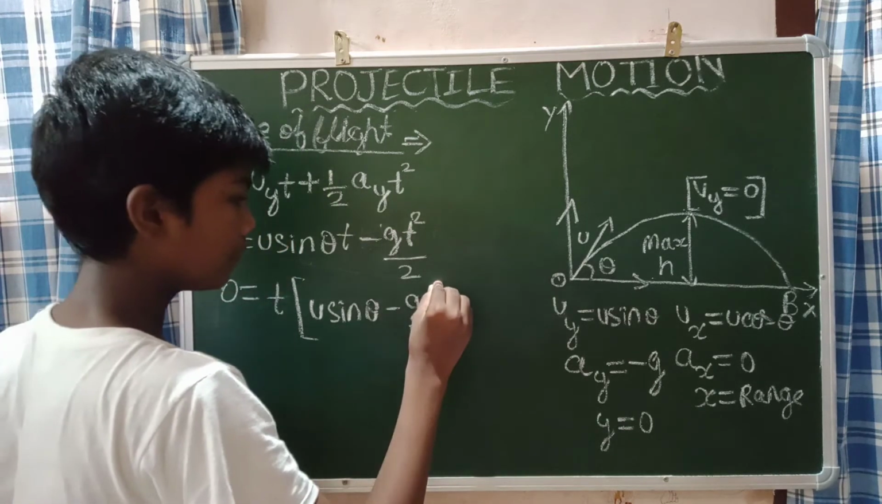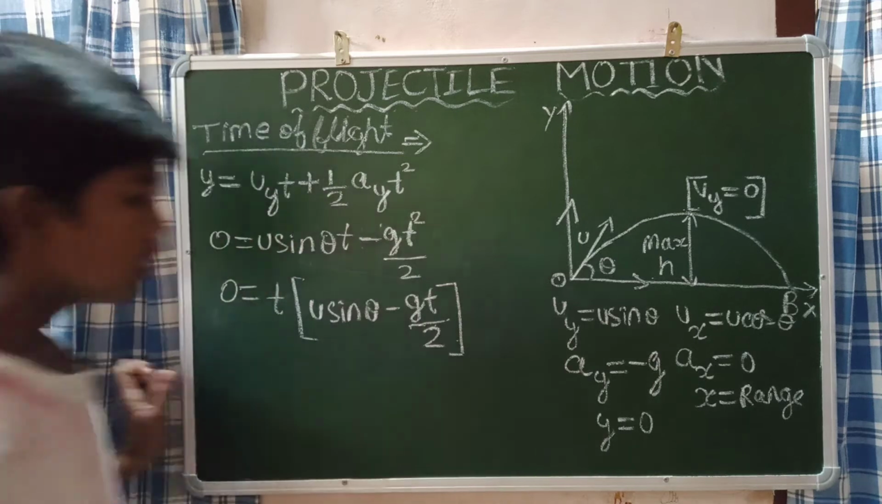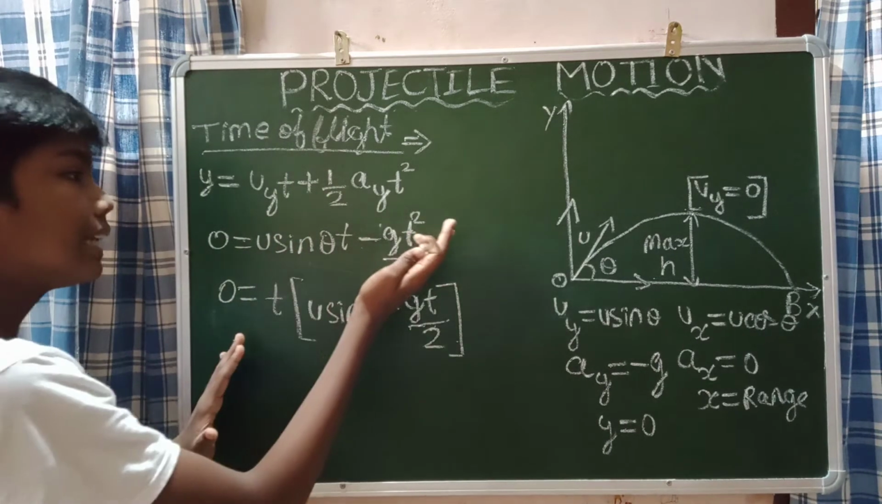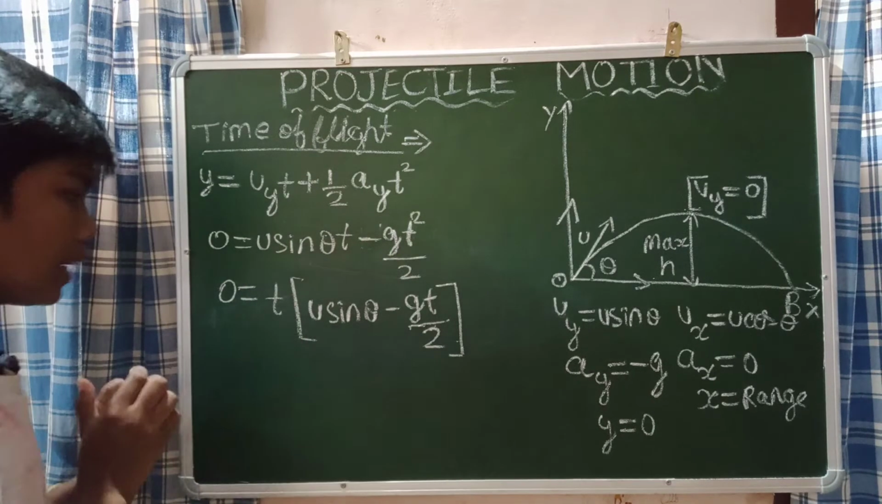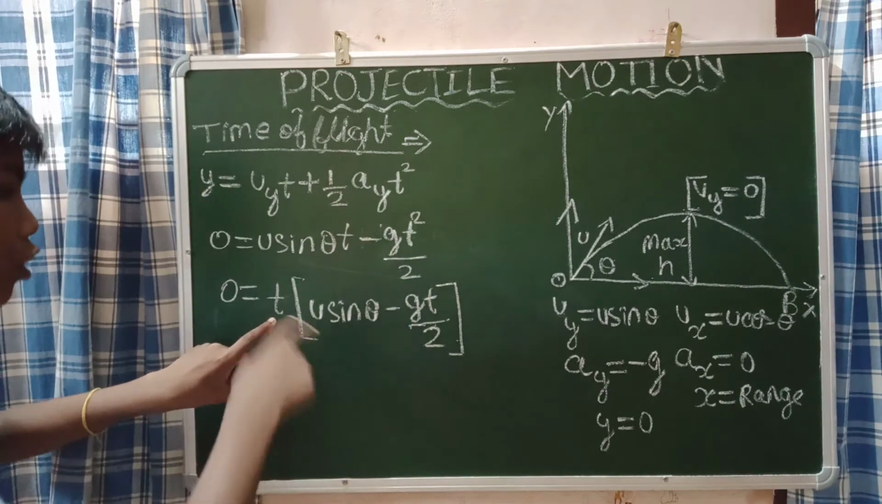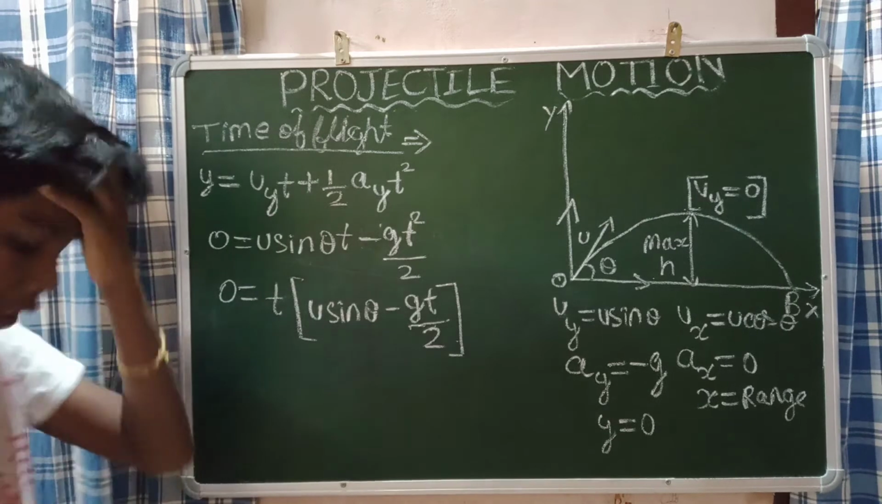Gt divided by 2. This is how the equation will be becoming. What I am doing here is taking t common on both sides, because when I take t common, the equation becomes t into the whole bracket of u sin theta minus gt by 2.